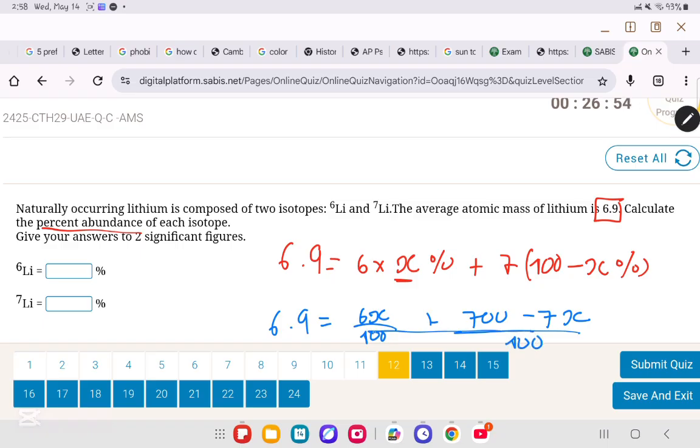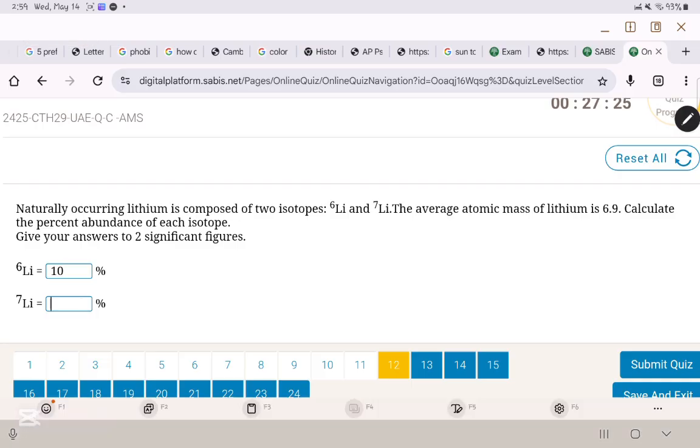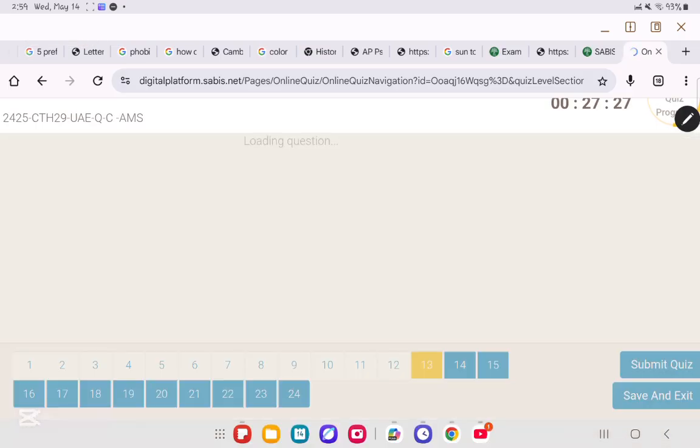Now you can put this as one common denominator, which is 100, and you bring it to the other side to multiply. In that case, you're going to get 690 is equal to 6x minus 7x plus 700. Move this to the other side. Minus 10 is equal to minus x. So the abundance for lithium-6 is going to be 10%. And remember, you add them, they are going to be 100. If this is 10%, then for sure this is going to be 90%.